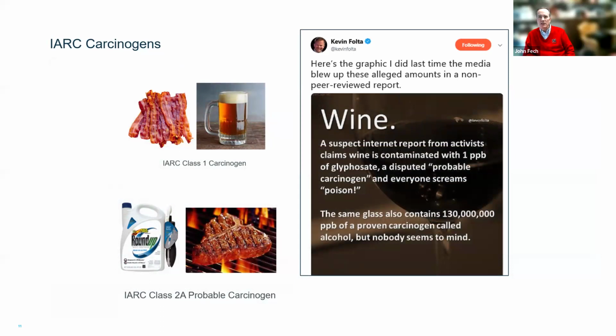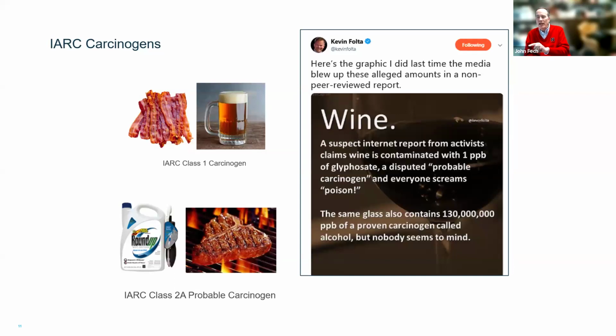These are some IARC carcinogens: bacon, red meat, beer is a carcinogen. And then two that are really interesting, they're both put in the same classification, glyphosate and red meat. They're both. But again, how often are you exposed to these substances?